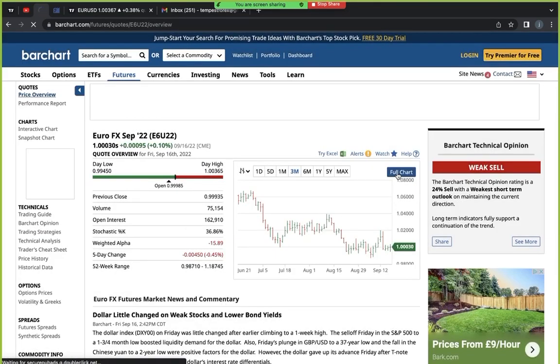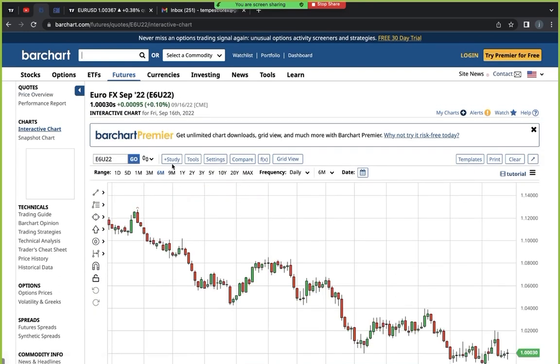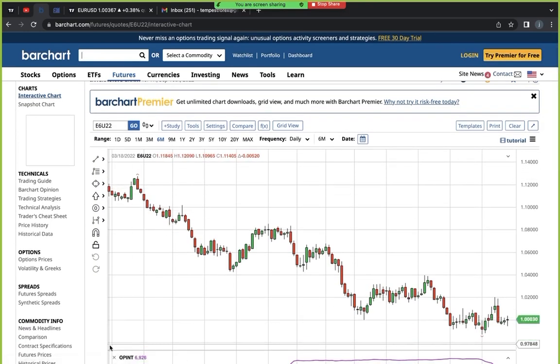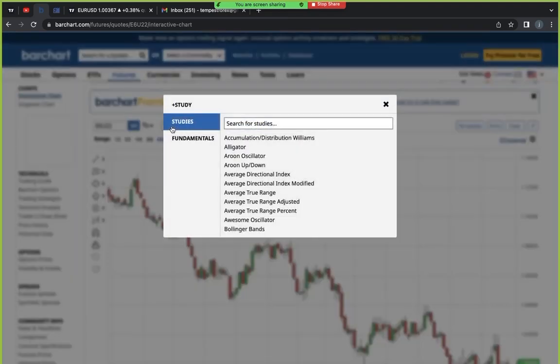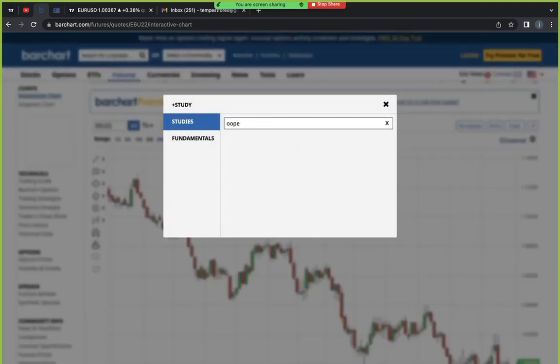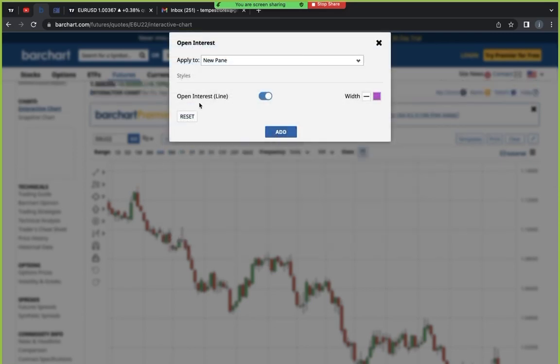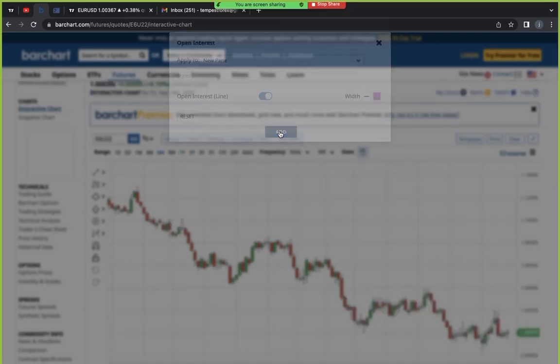You'll click full chart, and then you want to click study. Click study, type in open. Oh, can't spell. Open, and then open interest will come up. Click on that. You don't have to change any of these settings, just click add.